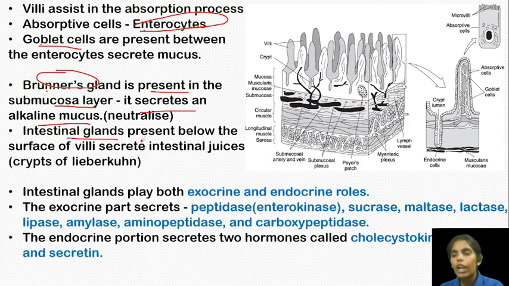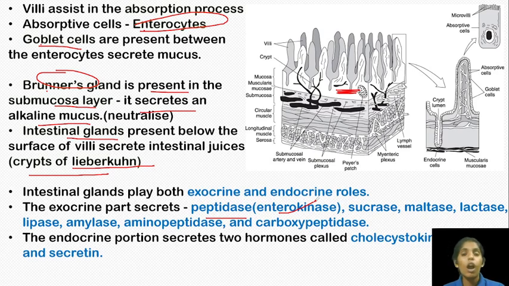And the intestinal glands are present below the surface of the villi. So here, below the surface of the villi, the intestinal glands present are known as crypts of Lieberkühn. Okay, these crypts of Lieberkühn will secrete the intestinal juices. And these intestinal juices will contain different enzymes like the peptidases, which is the enterokinase.